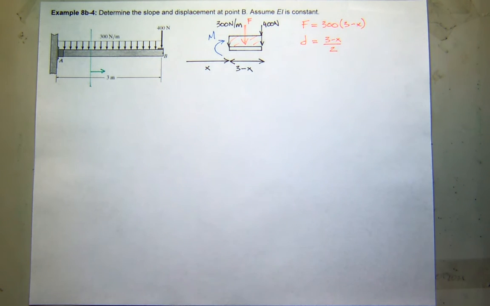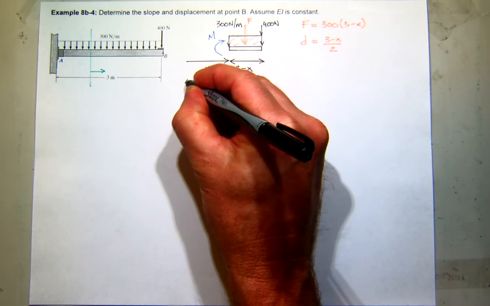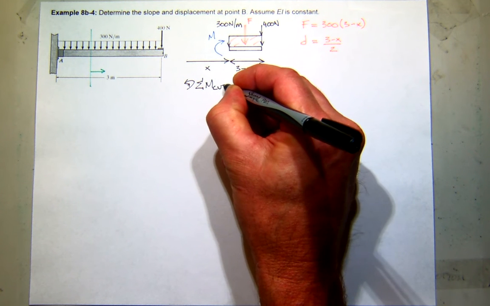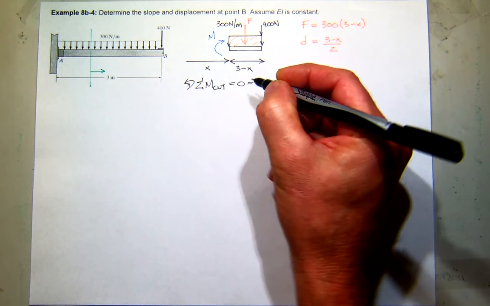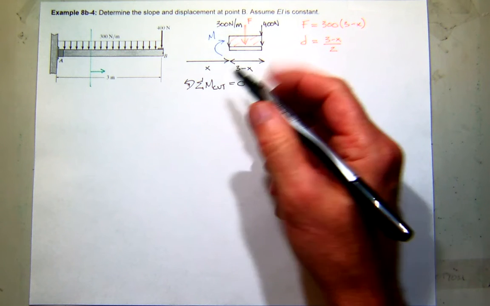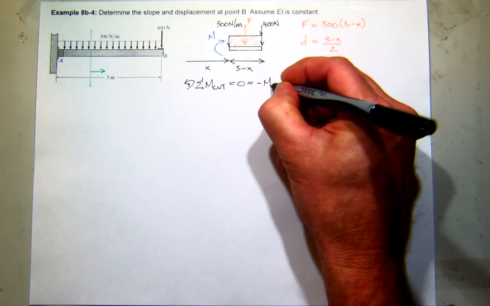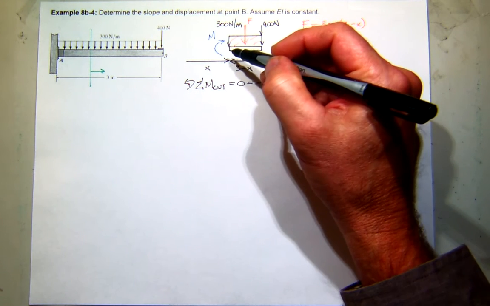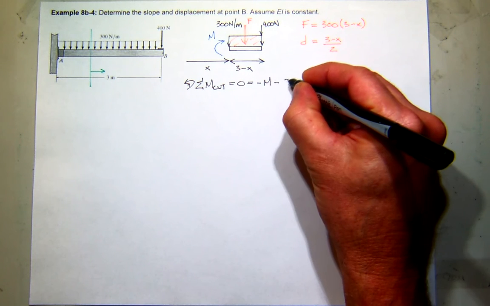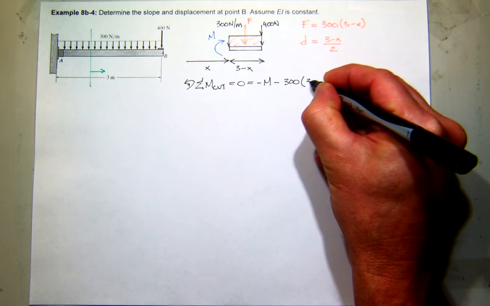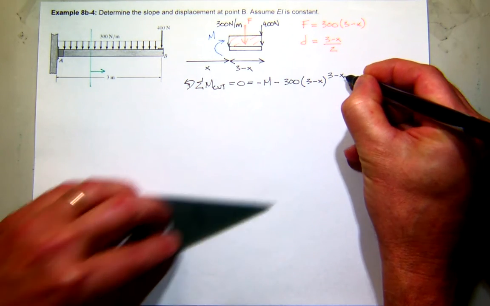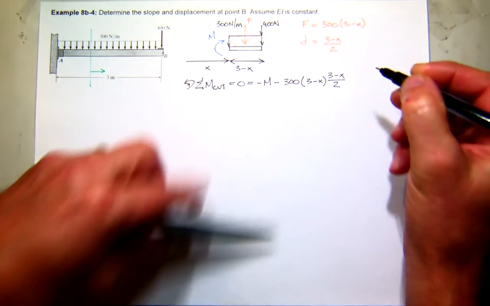All right, so let's sum moments and find what that is. So I'll sum moments at the cut, make sure I'm in equilibrium. So I'm using right-hand rule for my sign convention. What kind of moment is this, positive or negative? It is negative. And the force F about the cut surface, positive or negative moment? Negative. So that would be a force of 300 times (3 minus x) times a distance of (3 minus x) over 2.